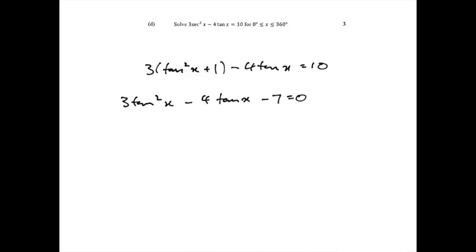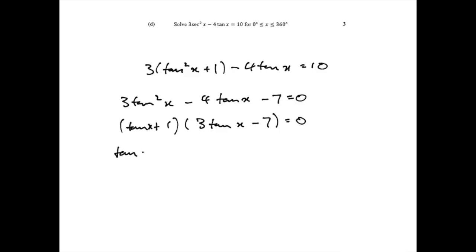So we have 3 tan squared x plus 1 minus 4 tan x equals 10. Now this is a quadratic, so we want to expand, group all our like terms together, and we want everything all on the one side. So this is negative 7. Okay, and this one does factorize. I'll let you do that yourself, but it factorizes to tan x plus 1 and 3 tan x minus 7.